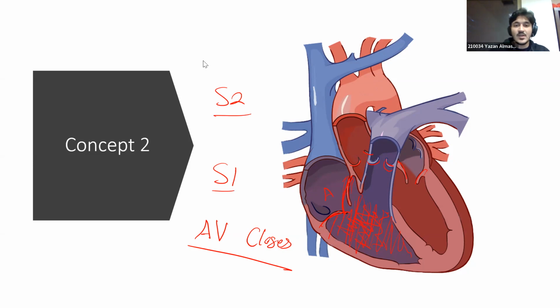Someone is asking when we close the valves. Did you guys study the lecture yesterday for Wiggers diagram or no? Should I explain this concept, how valves close? Does anyone want to explain how valves close or no? Do you guys know? Okay, no one is answering, so I'll just explain it very quickly.